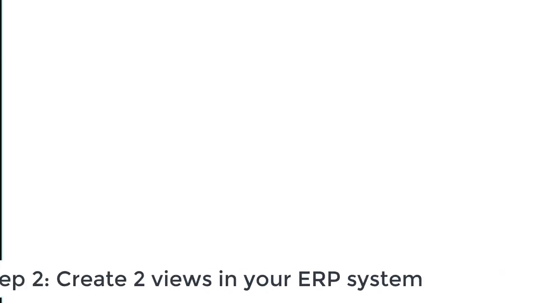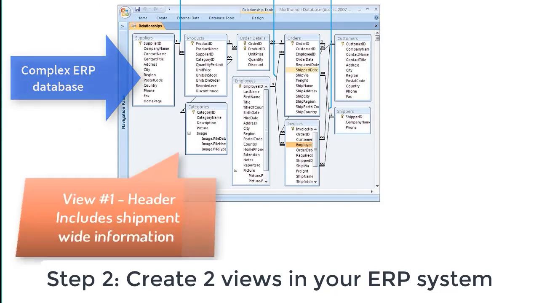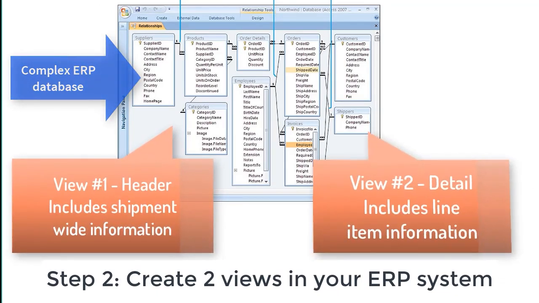Second, you should create views in your database to make the data easier to read. ERP systems often have many tables of data, and if the data needed to create your export paperwork can be isolated in a header view and a detail view, it will be easier for Shipping Solutions to read.